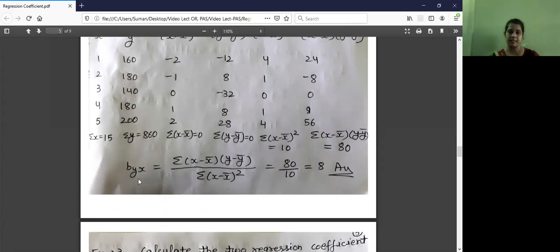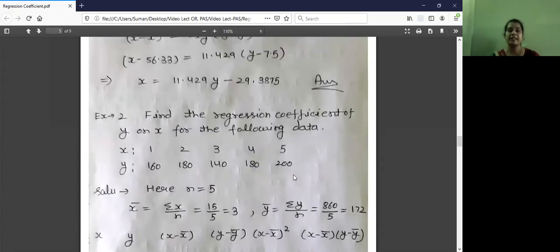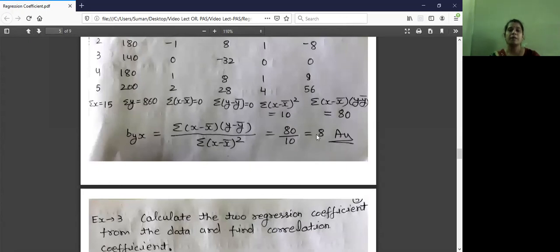So our formula is byx is equal to summation x minus x bar into y minus y bar, divided by summation x minus x bar whole square. So we put the values: 80, because this value is equal to 80, divided by 10. Summation x minus x bar whole square is equal to 10. So 80 by 10 is equal to 8. So here the regression coefficient of y on x is equal to plus 8.